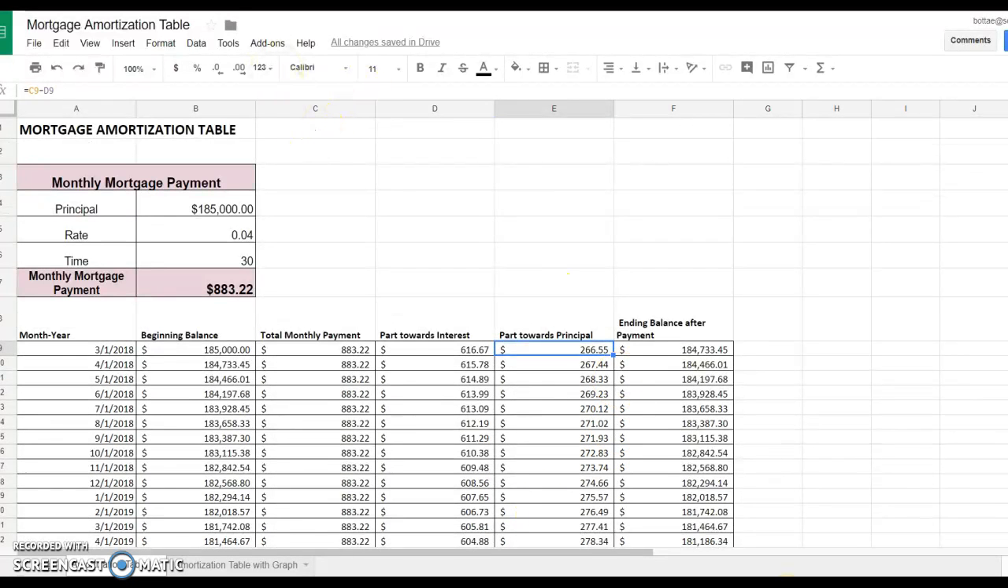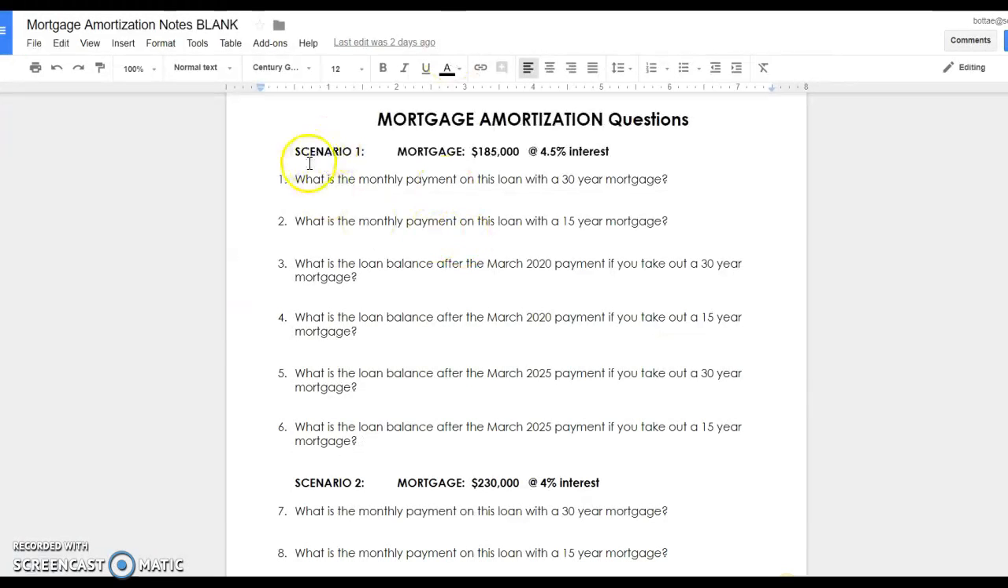And then we answer some questions back over in the notes, where we have our first scenario, similar to the one I just typed in. Look at the difference in monthly payment for a 30-year versus a 15-year mortgage. Talk about the advantages and disadvantages of that. Compare the loan balance, how much you still owe on your loan if you were to take out a 30-year mortgage versus a 15-year mortgage after different periods of time. This opens up a lot of areas for conversation and questions, and that's why this is hard to time.